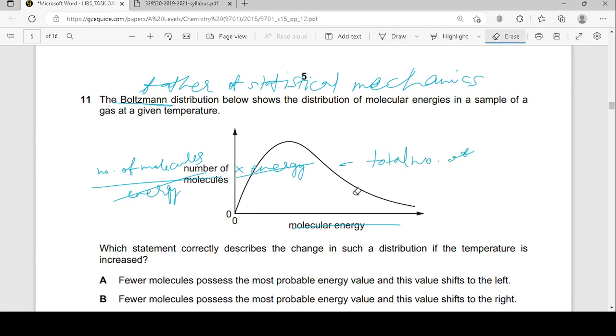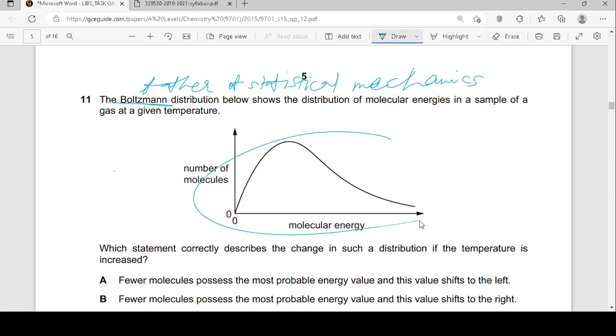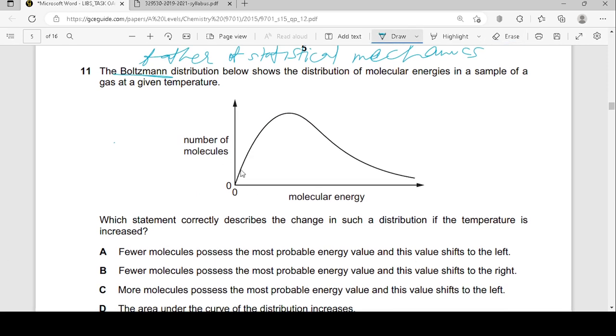So the total number of molecules, again, this is a more statistics and probability type topic. But anyways, the area under the graph represents the total number of molecules. So the total number of molecules will not change, will it? So it won't change, which means the area under the graph or curve stays the same.